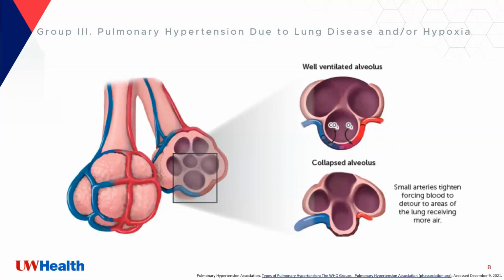Next, we will move into pulmonary hypertension due to lung disease and/or hypoxia. These lung diseases can include either obstructive lung disease, such as COPD, or restrictive lung disease, such as interstitial lung disease or pulmonary fibrosis. Arteries in the lungs tighten so that the blood can only go to areas of the lungs that are receiving the most air and oxygen, and this tightening leads to high blood pressure throughout the lungs. Here, treatment commonly includes treating underlying causes of pulmonary hypertension, in this case, COPD or interstitial lung disease.